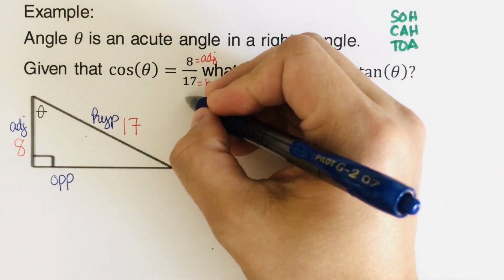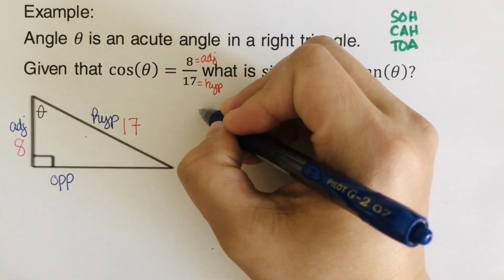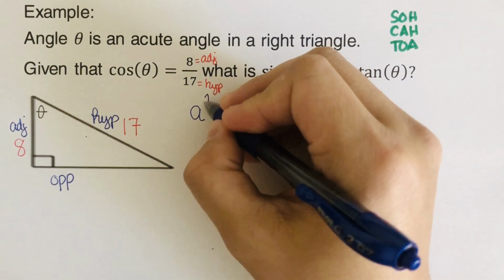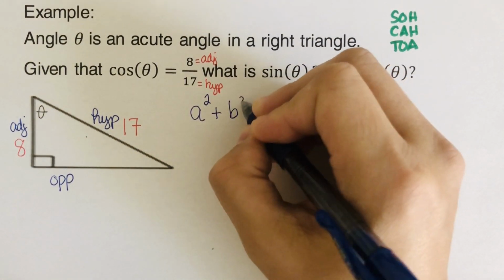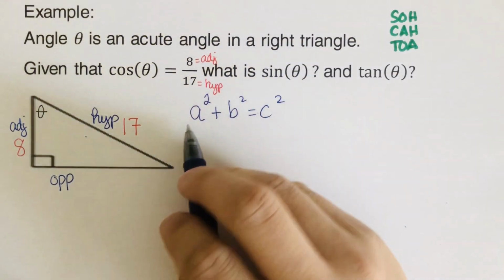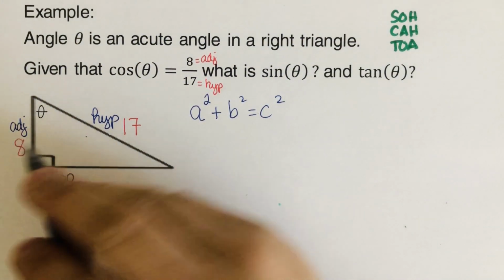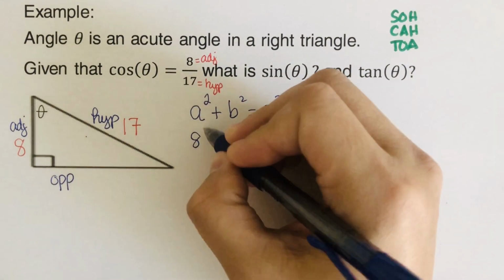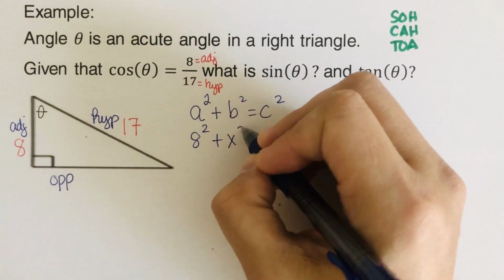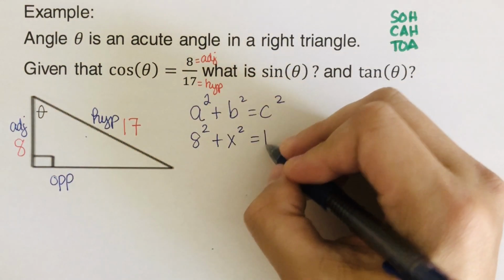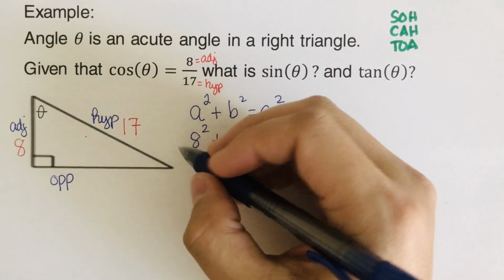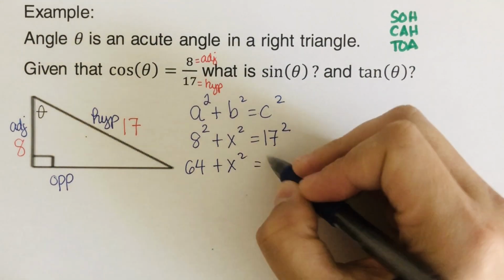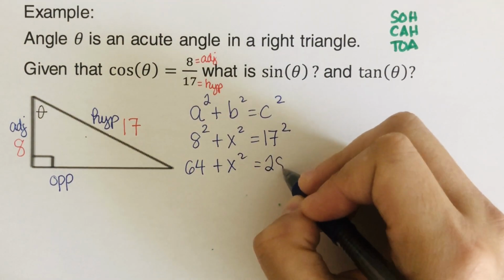To solve for that missing side, we can use the Pythagorean Theorem since this is a right triangle and the angle is not given. That is a squared plus b squared equals c squared. These are the two legs. Let's name the missing side x. So 8 squared plus x squared equals 17 squared, the hypotenuse. 8 squared is 64, plus x squared is equal to 17 squared, which is 289.